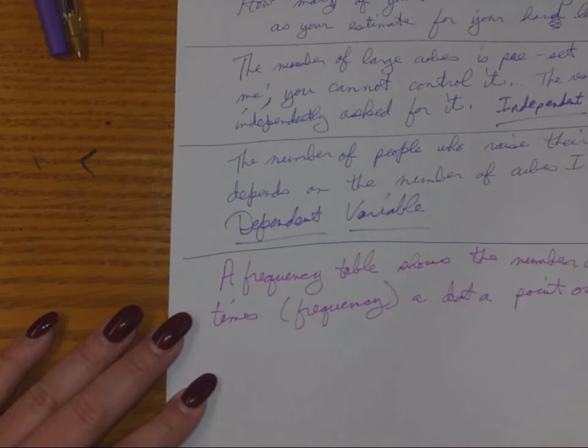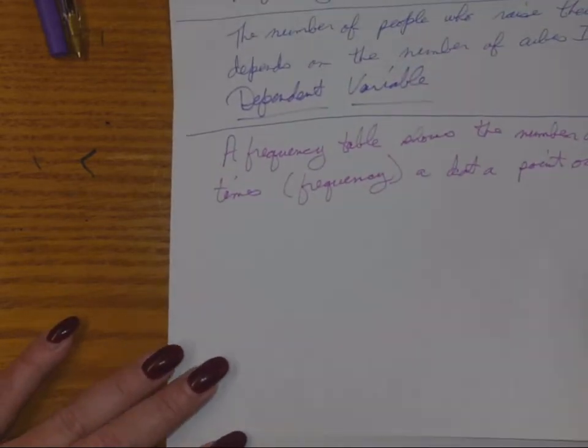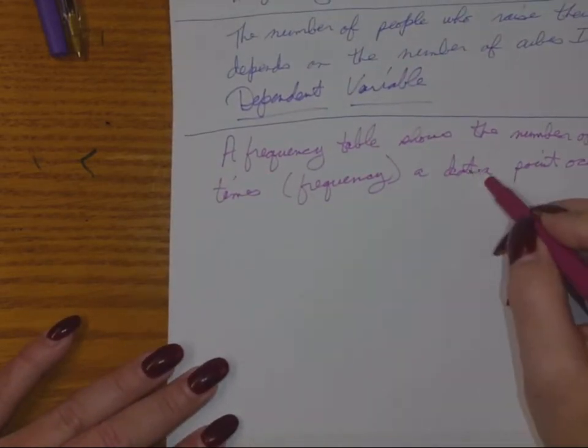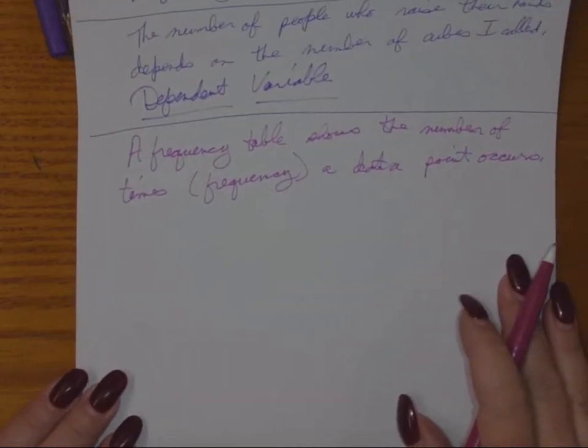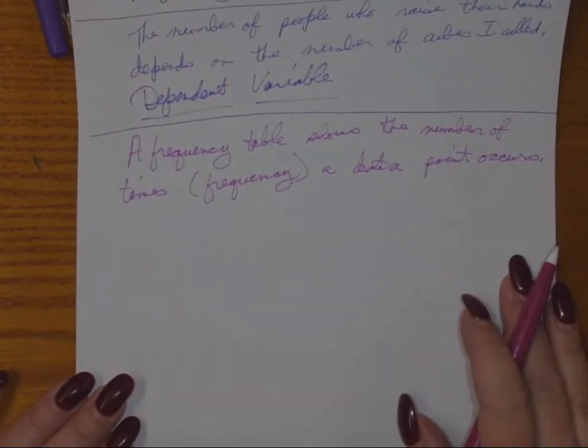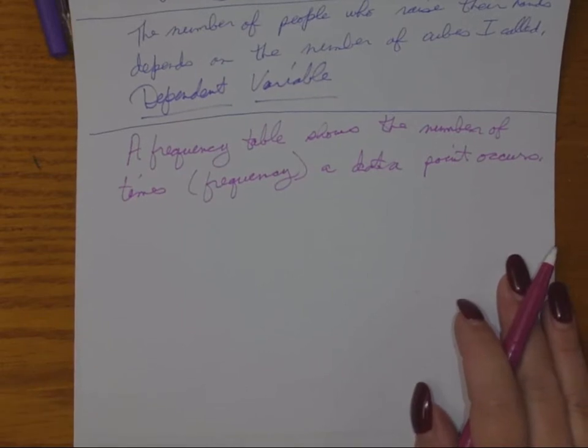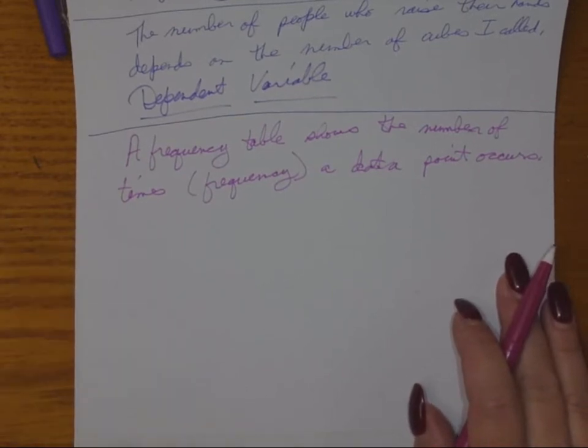So a frequency table just shows me the number of times, or how often, however you want to think about it, that a data point occurs. In this case, we're talking about the number of cubes, right? That's my data point. How many of you have six large cubes? And the data point there happens twice. There are 2 people in my classroom who have a size 6 hand, okay?